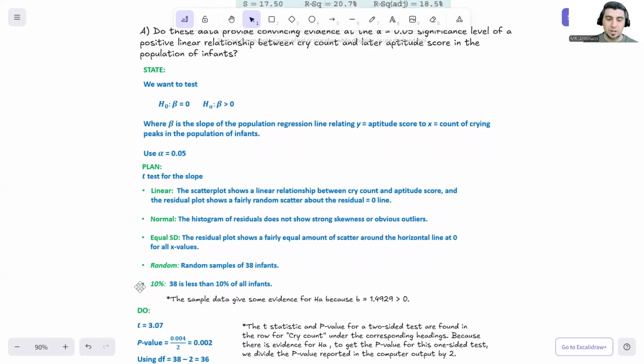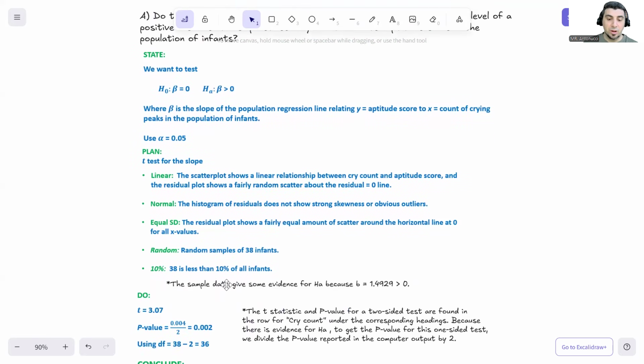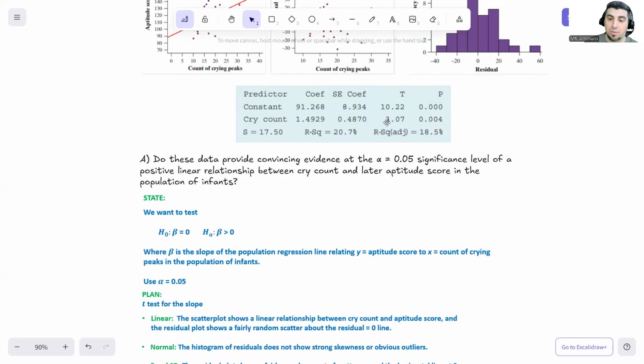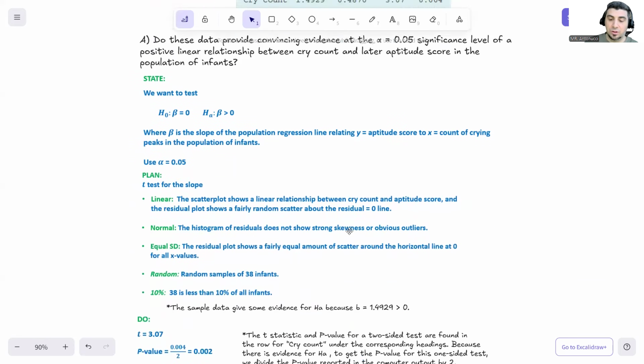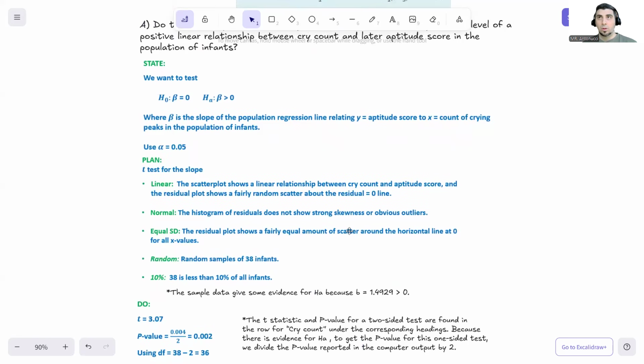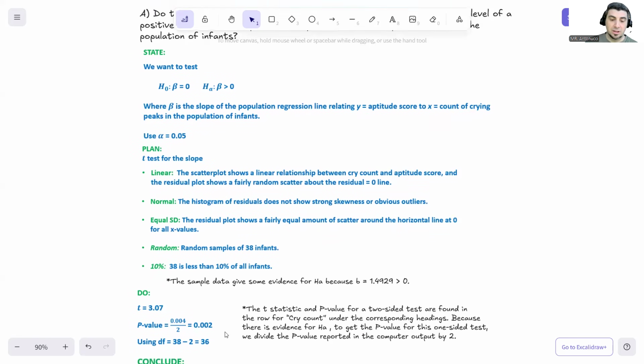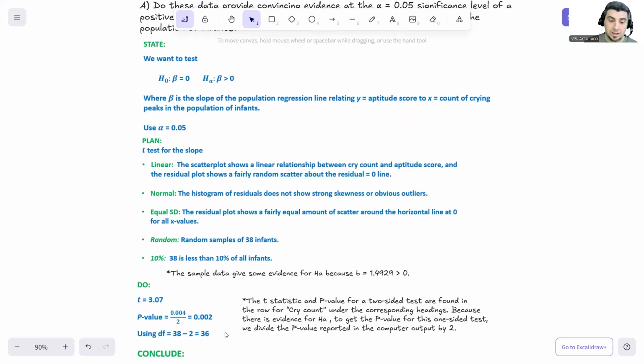Okay, so the t statistic is 3.07. Now, the t statistic and p-value for a two-sided test are what's found in the row for cry count under the corresponding headings. So if we look up here, okay, 3.07, 0.004. But that's for a two-sided test, and because we're looking for a one-sided test, we're just going to divide that by 2. So 0.004 divided by 2 is 0.002 using 36 degrees of freedom. Okay, so that's our p-value.